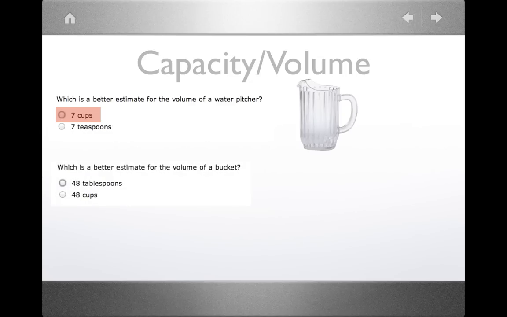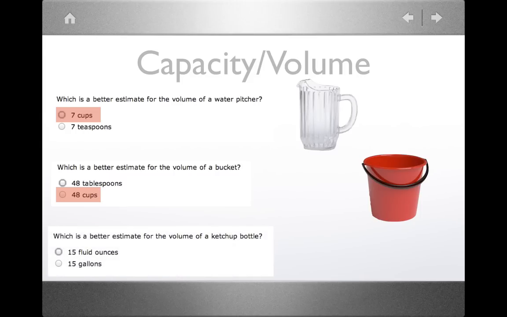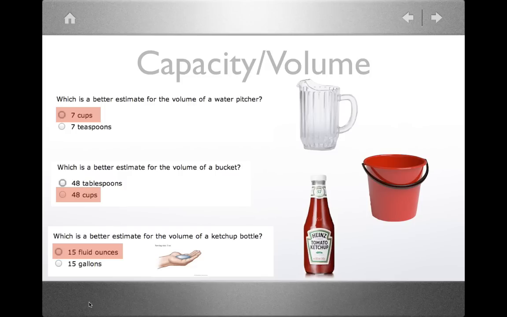How do you feel about this one? Which is a better estimate for the volume of a bucket? A standard bucket, like that guy right there. 48 tablespoons or 48 cups? Tablespoons would take a long time to fill that bucket. Which is a better estimate for the volume of a ketchup bottle? 15 fluid ounces or 15 gallons? This is a little picture of a serving size of 1 ounce. So 15 fluid ounces would probably be better.